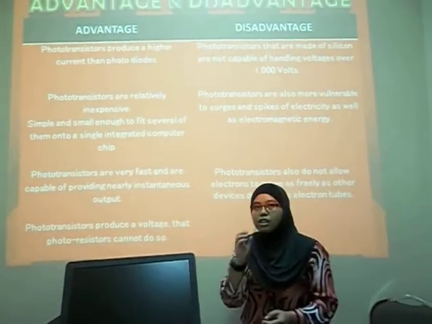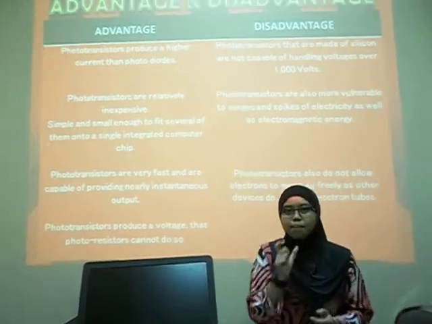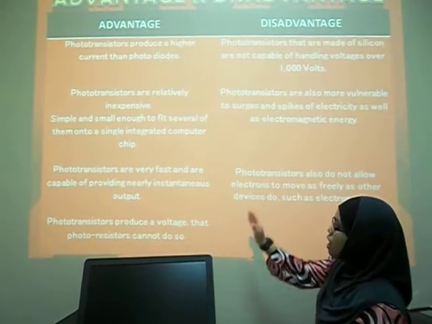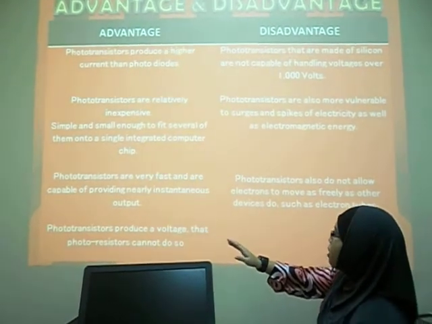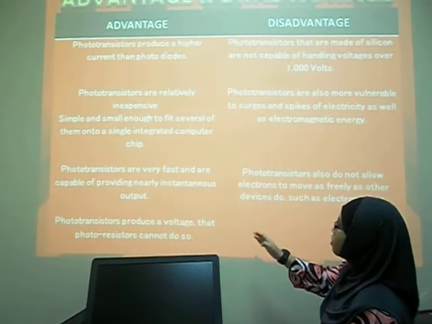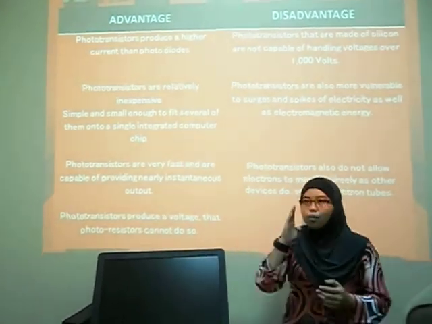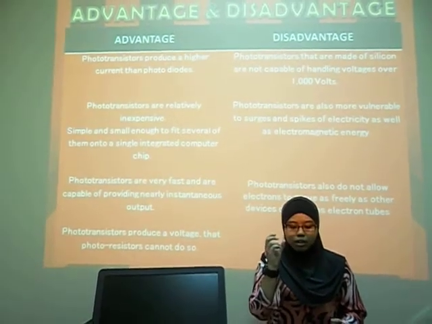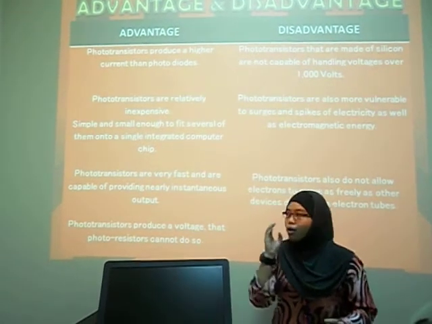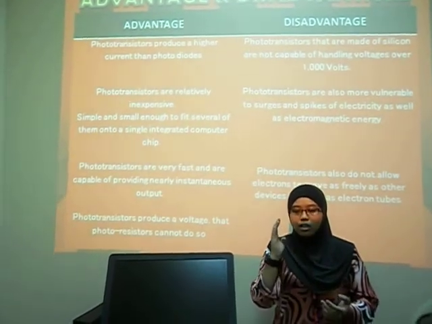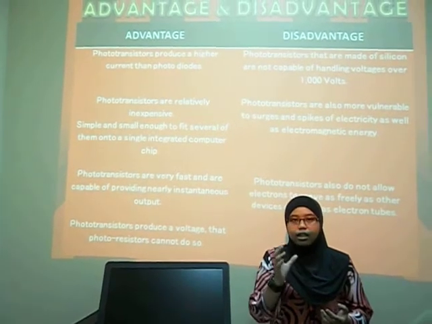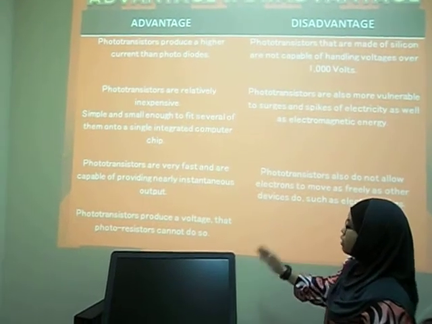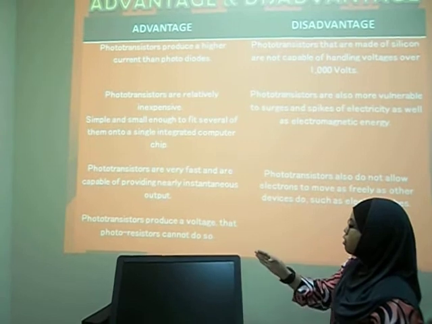Next, the advantage is that phototransistors are relatively inexpensive. That means the device is cheaper. Next, phototransistors are very fast and capable of providing nearly instantaneous output. That means the phototransistor is one device that can be used as a sensor. When it detects light, it can detect faster than the photodiode. The last one is that the phototransistor produces a voltage that a photoresistor cannot.